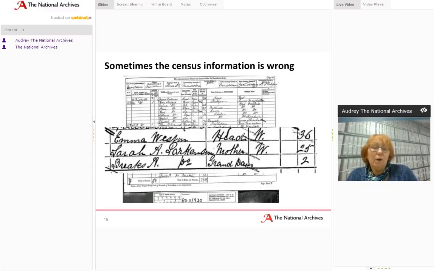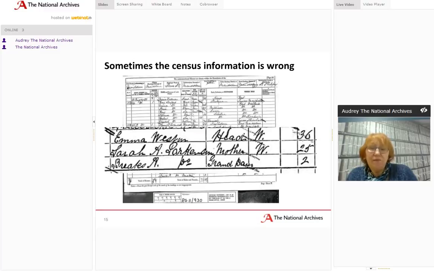Now, it's headed by Emma Weston, so far so good. She's the head, widow, sorry, and she's 36 years old. That's fine. But then the next person is called Sarah Ann Parkinson, and it is a misspelling. This woman's name was Parkinson with an I, but she's down as mother, and relationship is meant to be relation to the head of the household. Well, she could be Emma Weston's mother, and she's also a widow, except that she's 25 years old. So if she's Emma Weston's mother, she can't be 25. And if she's 25, she can't be Emma Weston's mother.